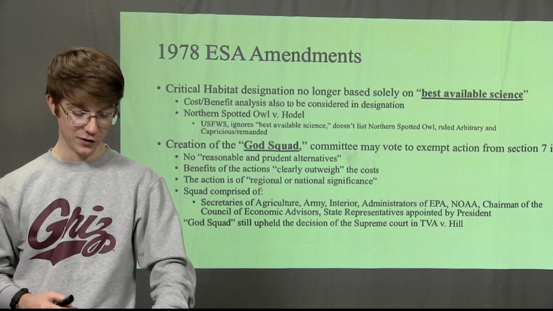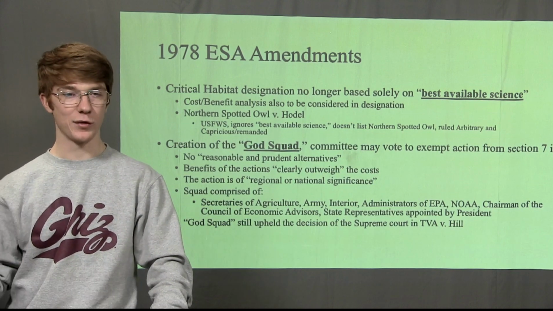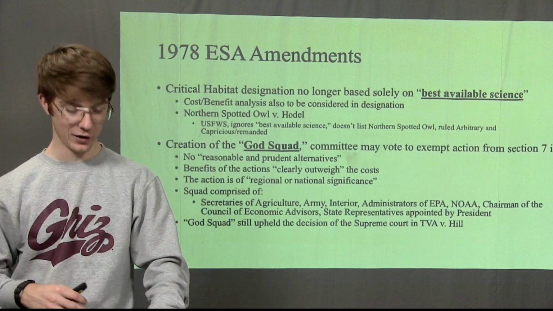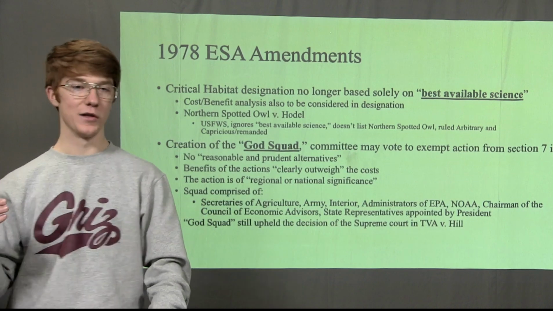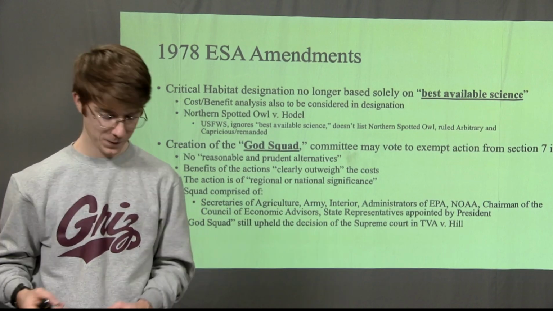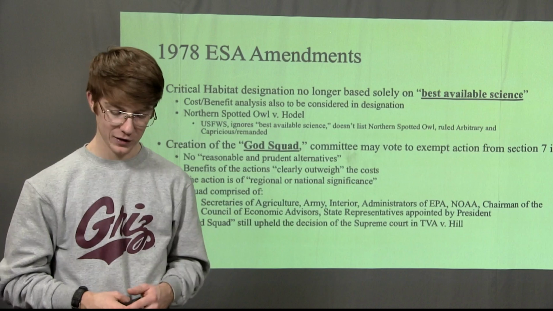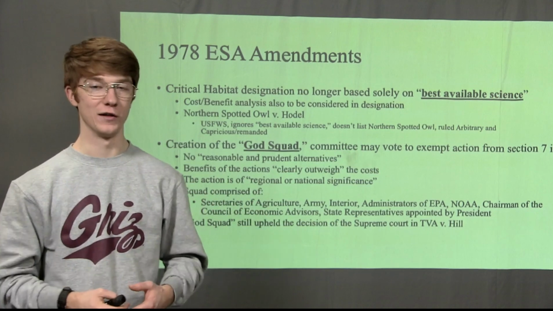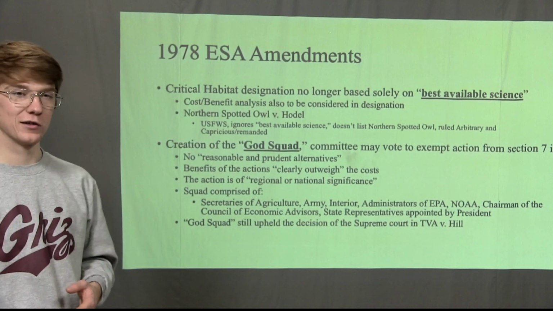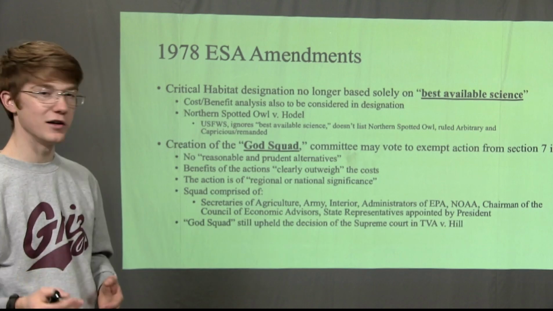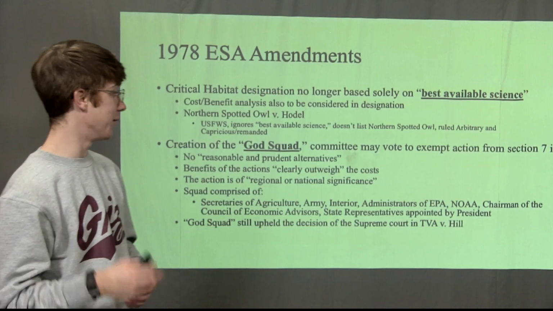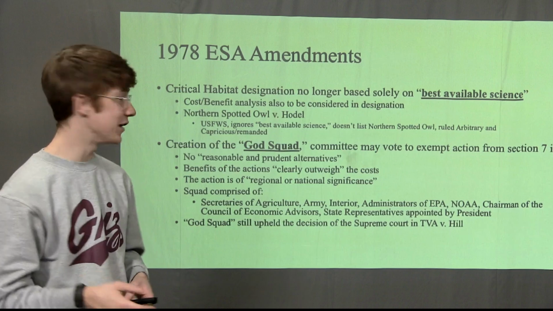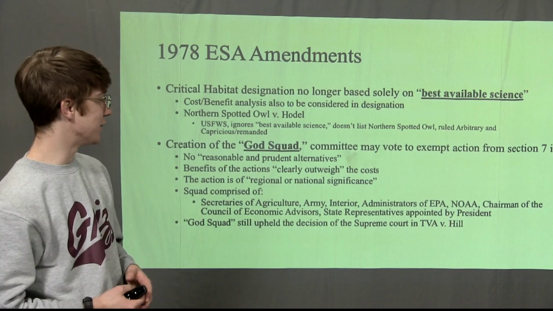Or the action is of regional or national significance, and I think that third one has to do with national security, more like military background. But anyways, this God Squad or Endangered Species Committee is made up of the secretaries of Agriculture, Army, Interior, administrators of the EPA, NOAA, the chairman of the Council of Economic Advisors, and state representatives appointed by the president.